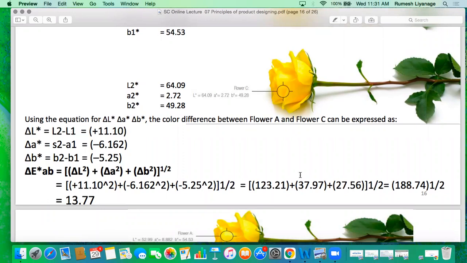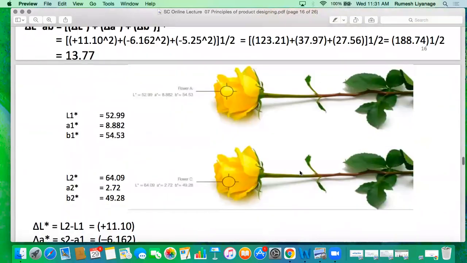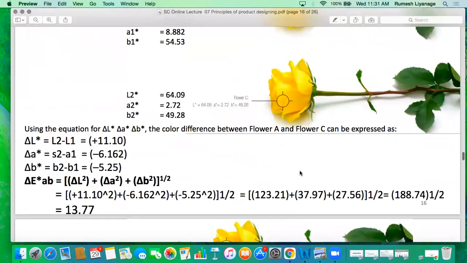I think it's easy to understand. No need to explain further how to calculate the total color difference. Right?